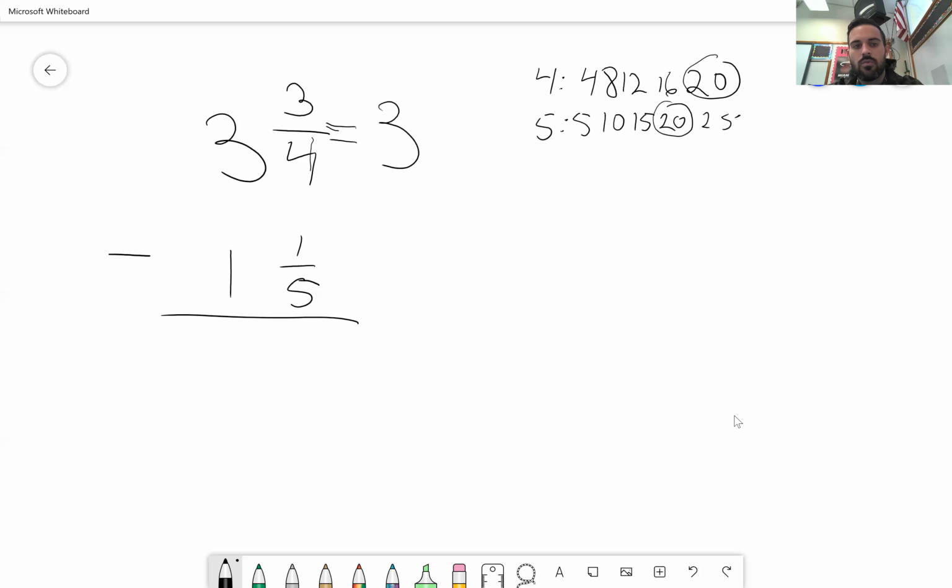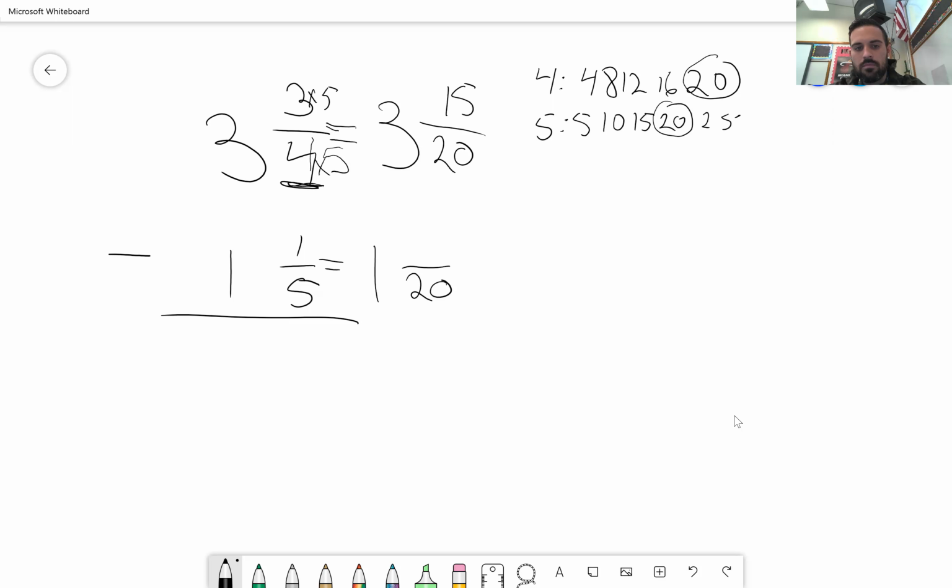So we rewrite our whole number with our new denominator, and then we rewrite our other whole number with our new denominator on the bottom, right? And then you ask yourself, how did this 4 end up becoming 20? 4 times what gave you 20? In this case, it would be 4 times 5. So what I do on the bottom, I must do to the top. 4 times 5 is 20. 3 times 5 is 15.